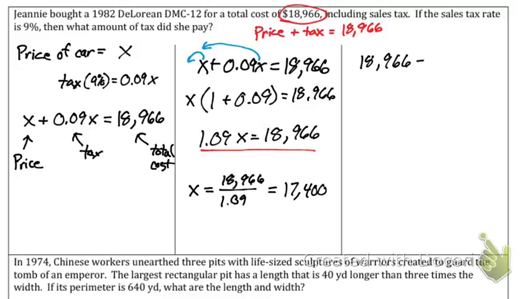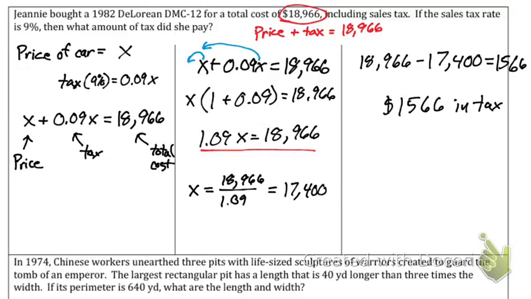So we do 18,966. Subtract away the cost of the car, which would be 17,400. And what does that come out to? 1,566. So we'd have $1,566 in tax. Can someone tell me another way that I could have done this?